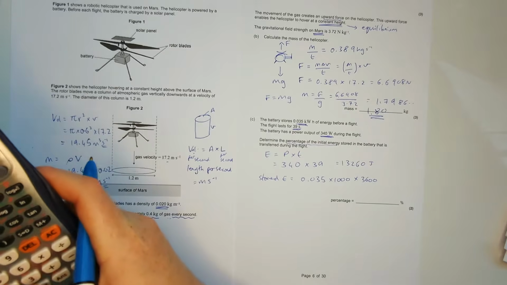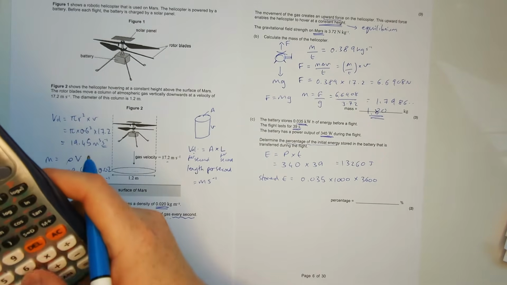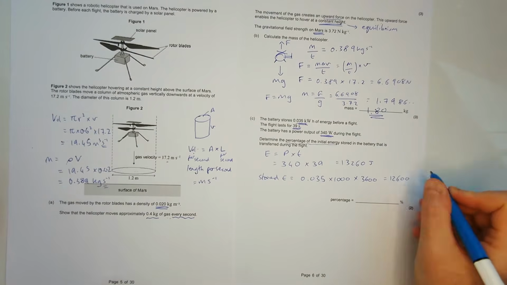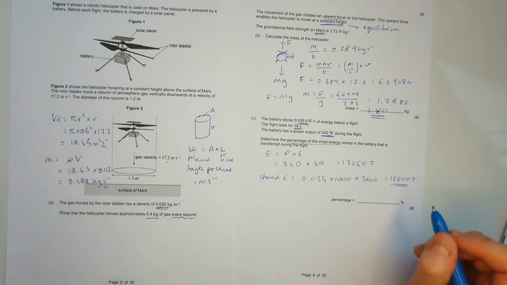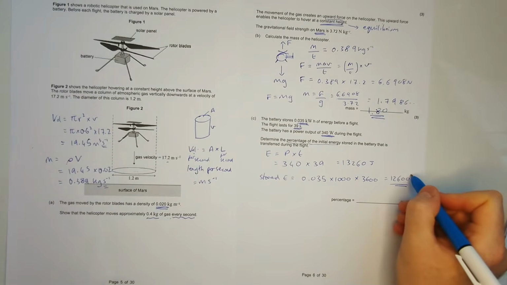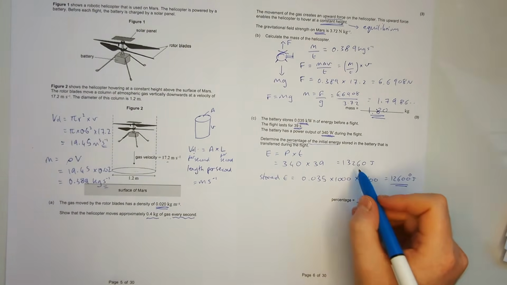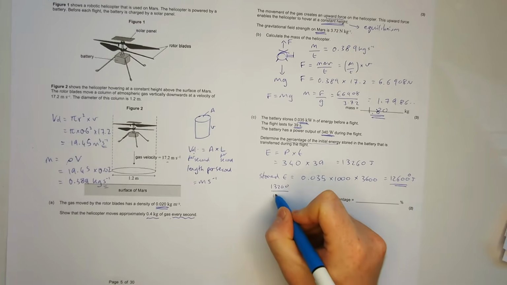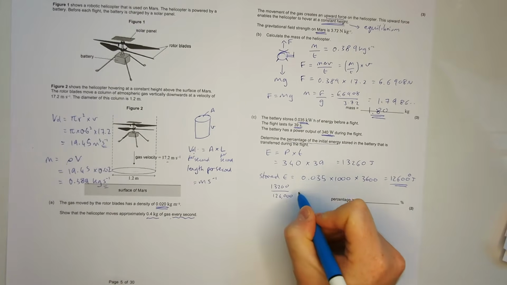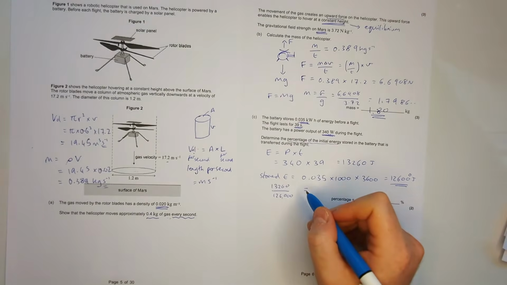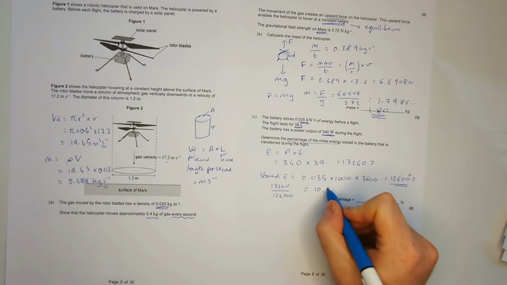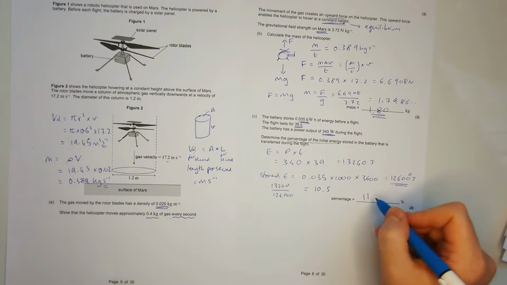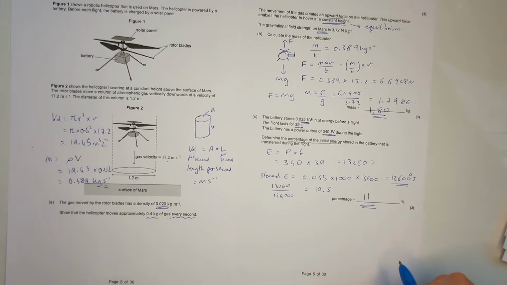So if we do 0.035 times those two numbers, we are going to get 126000. Got an extra zero on there, I forgot about. So the percentage is basically this divided by this, so 13260 divided by 126,000 is then going to be 10.5-ish%, which is going to give 11% because we've got two sig figs here, two sig figs here. So 11% is the correct two significant figures.